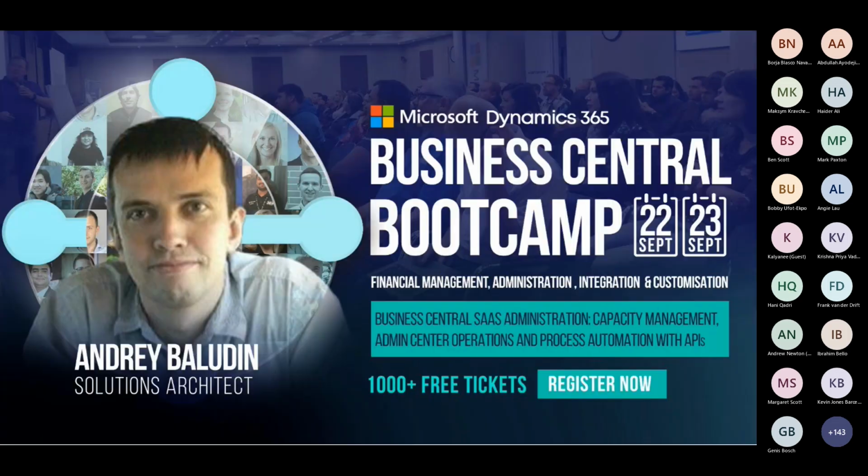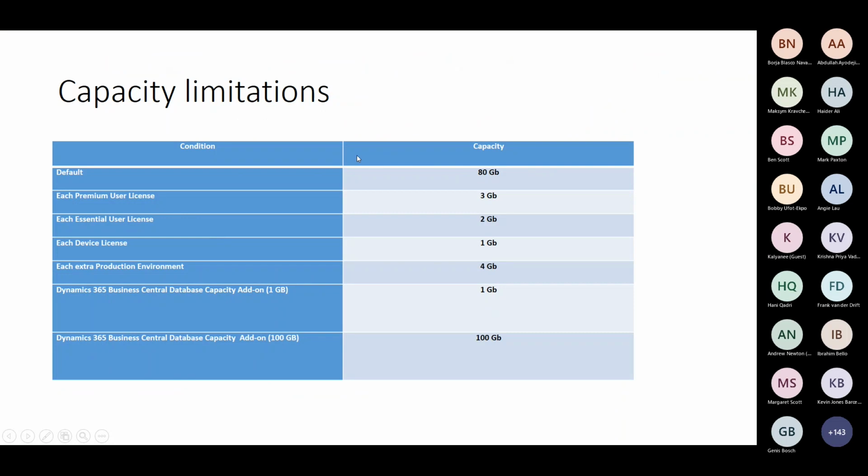You can see here the default environment gives you 80 gigabytes. Each premium user license gives you 3 gigabytes of capacity. Each essential user license gives you 2 gigabytes of capacity. Device license, quite rare to see it, gives you 1 gigabyte of capacity. Each extra production environment, note, does not give you 8 gigabytes of capacity. It gives you only 4 gigabytes.